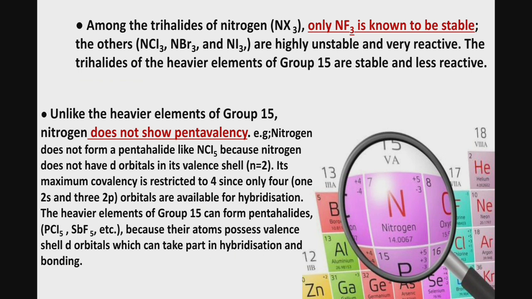But the heavier elements of group 15 can form pentahalides like PCl5 and SbF5, because their atoms possess valence shell d orbitals, which can take part in hybridization and bonding.